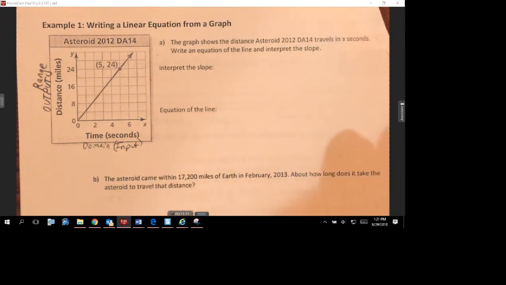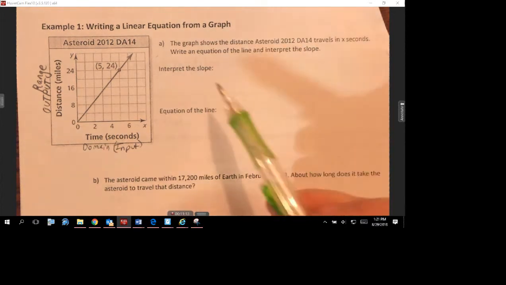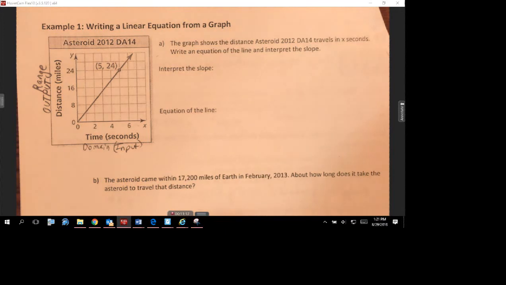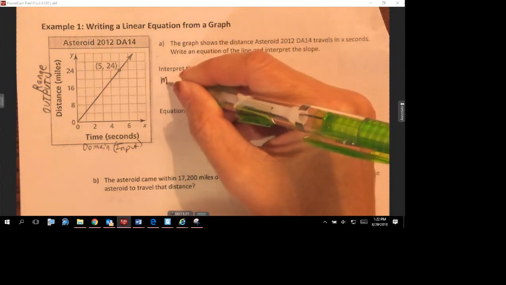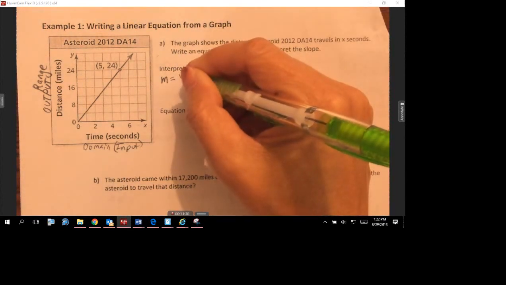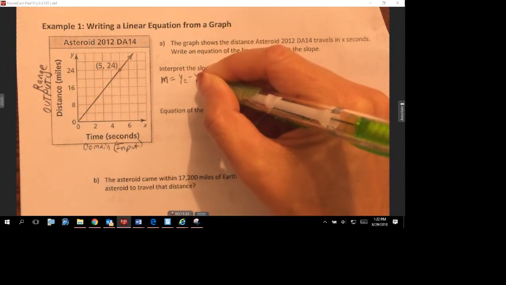The graph shows the distance asteroid 2012 DA14 travels in x seconds. Write an equation of the line and interpret the slope. So I'm going to start by interpreting the slope, which we're going to have to find the slope, but we're going to start with interpreting the slope. So let's find the slope first. We're going to use our slope formula, which says y2 minus y1 over x2 minus x1, and if you don't have it memorized, write it every time.